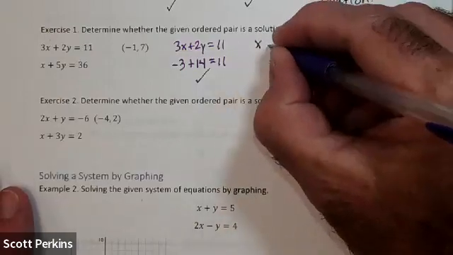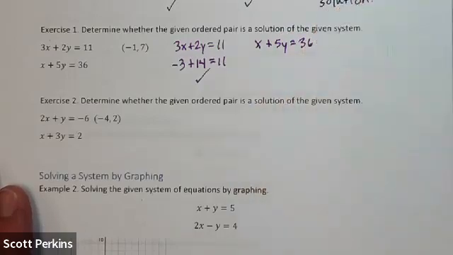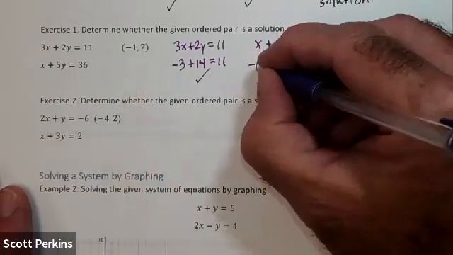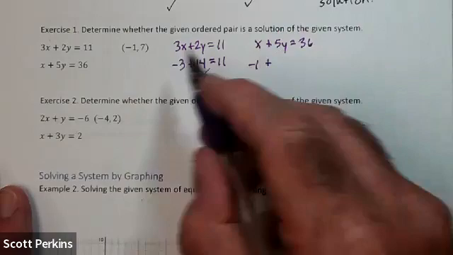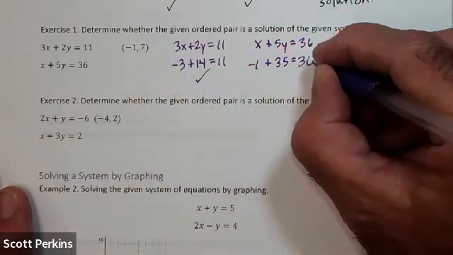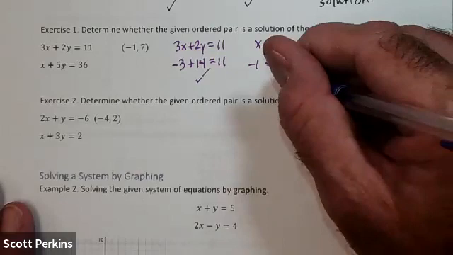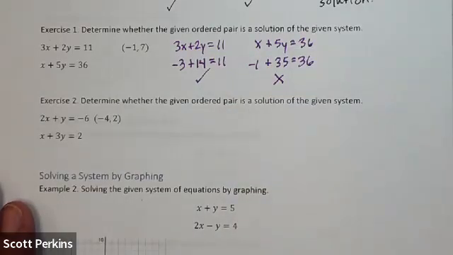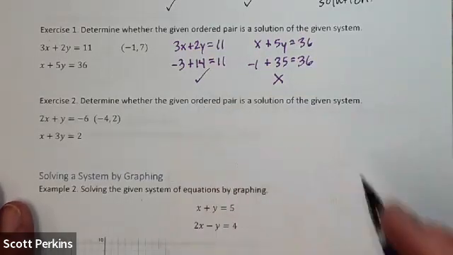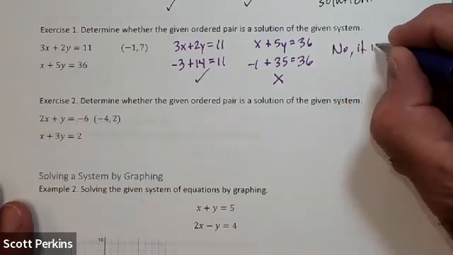So then the second equation is x plus 5y is equal to 36. So the x is -1. 5 times y is 5 times 7, or 35. Is -1 plus 35 equal to 36? No, it's not. What is it equal to? 34. So that one's not right. And so because it doesn't satisfy both, my answer is no, it is not a solution.